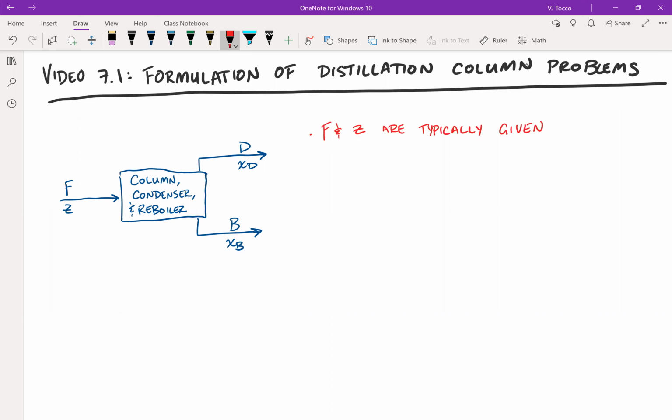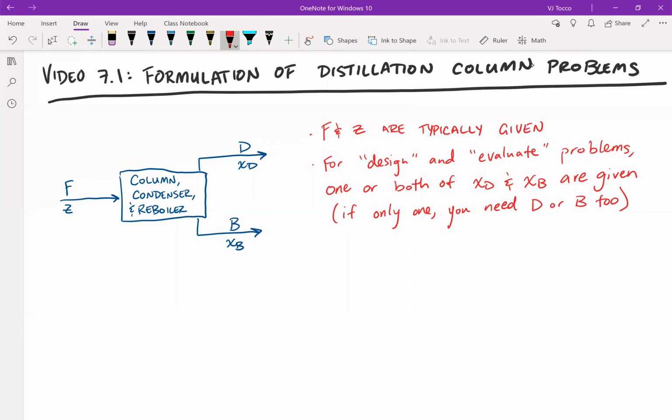There's really not all that much different, except instead of V, y, L, and x, my outgoing product streams are D for the distillate flow rate, x_D for the distillate purity, B for the bottoms flow rate, and x_B for the bottoms purity. Just as in a single stage distillation, F and z are typically given because as the separations engineer, you typically know what the stream is that you want to separate. So in just a moment, we'll talk about the three types of distillation column problems that I like to classify.